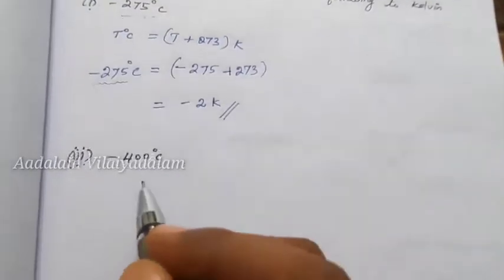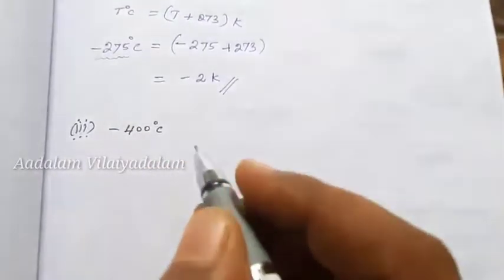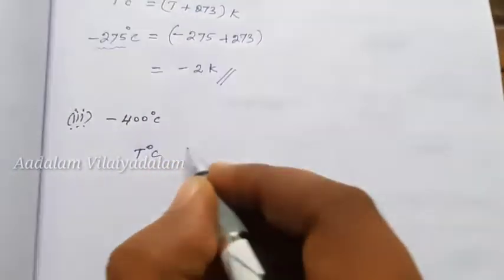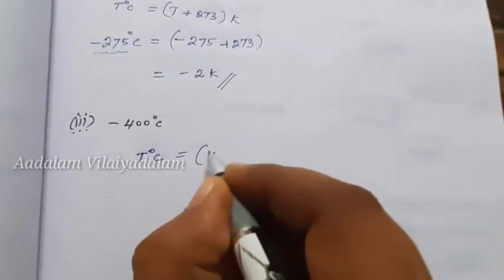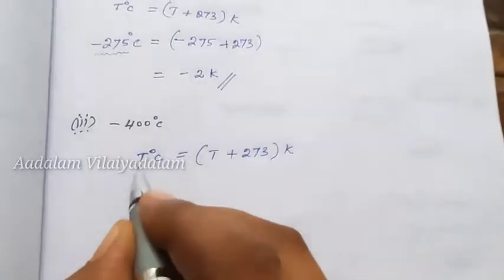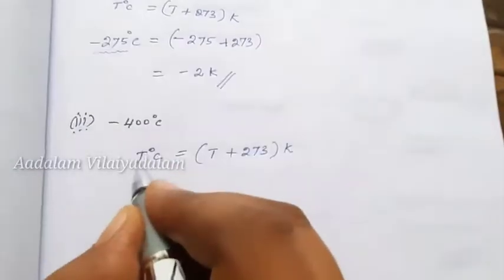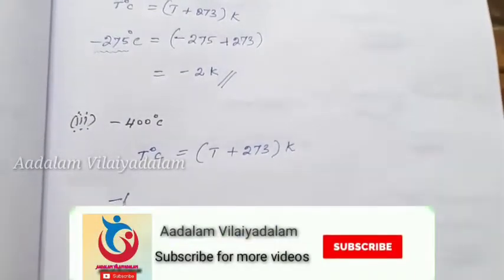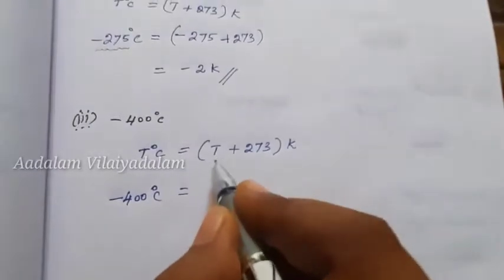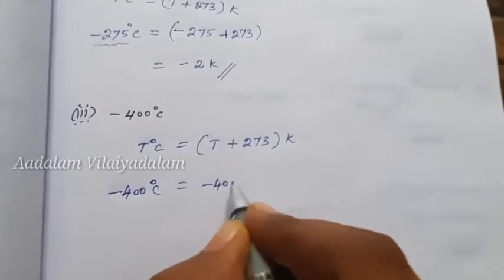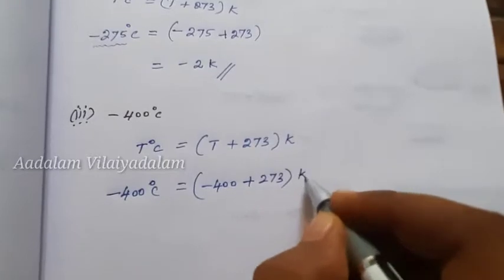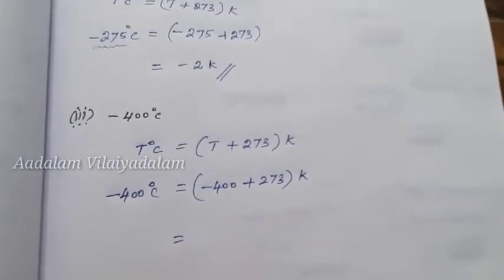Let's go to the third subdivision, that is minus 400 degrees Celsius. What is the given relation in the question? T degrees Celsius is equal to T plus 273 Kelvin. So instead of the temperature value, minus 400 degrees Celsius, we can write minus 400 plus 273 into K. So this value becomes Kelvin.